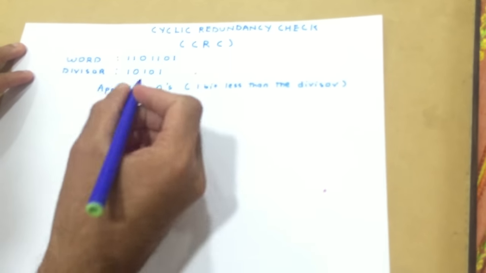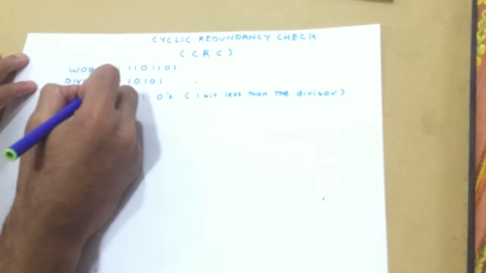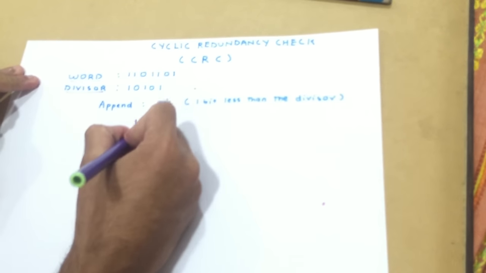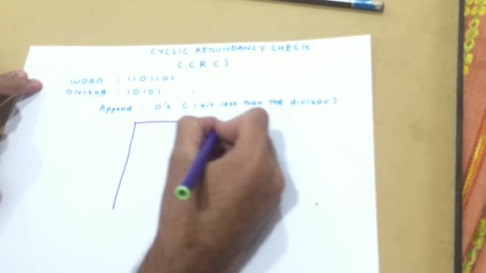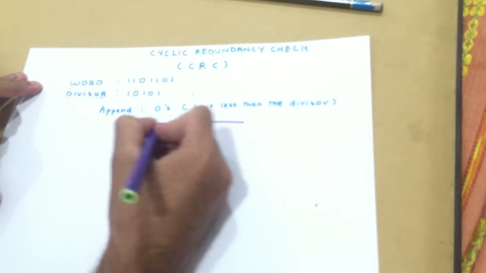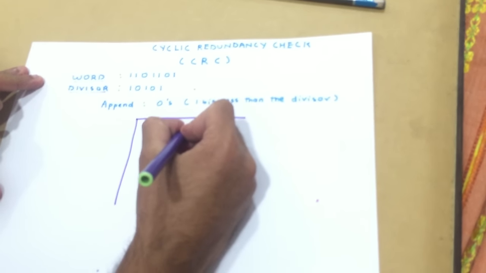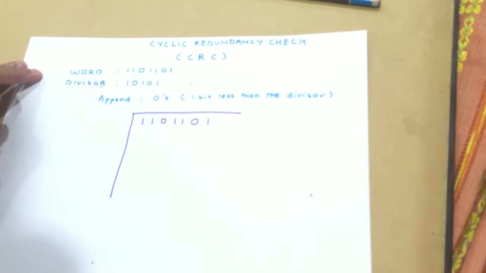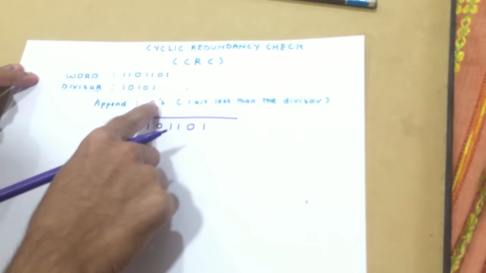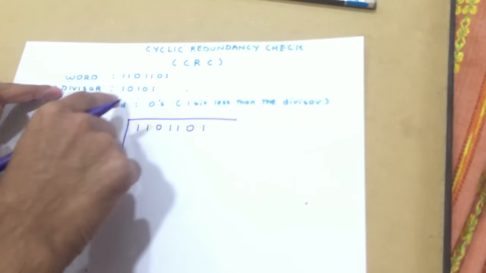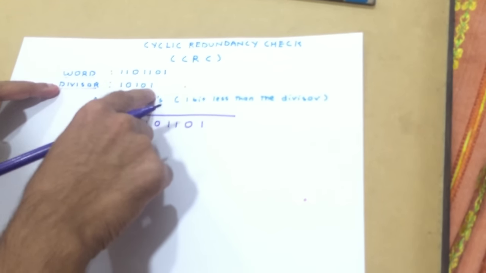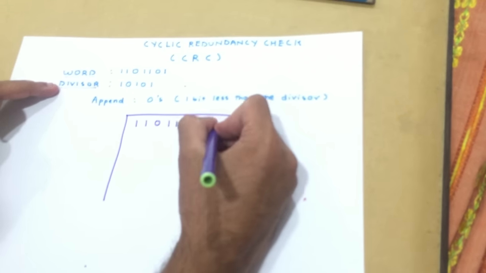Okay, so I'm gonna start now. This is our word, this is our divisor. Now, number of zeros I'm gonna append are gonna be one less than the number of bits in the divisor. So, I'm gonna append 4 zeros.